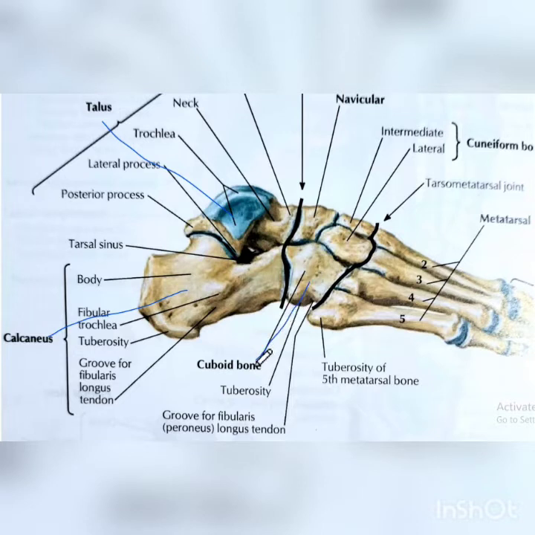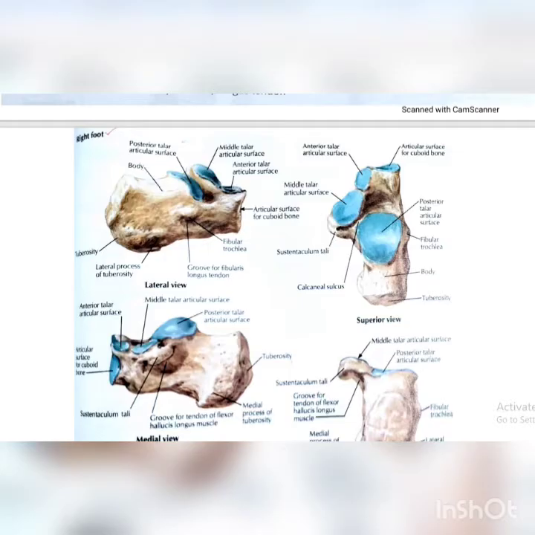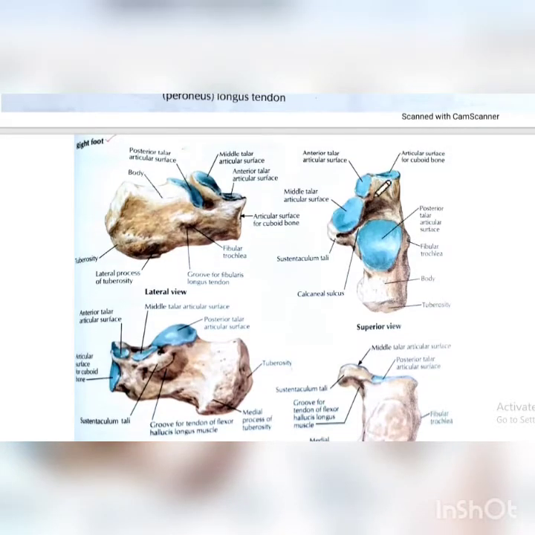It has 6 surfaces: superior, inferior, medial, lateral, anterior and posterior surfaces. Let's discuss these surfaces one by one. Its anterior surface is short and it has an articulating surface for articulation with the cuboid bone. This articulating surface is for articulation with the cuboid bone.